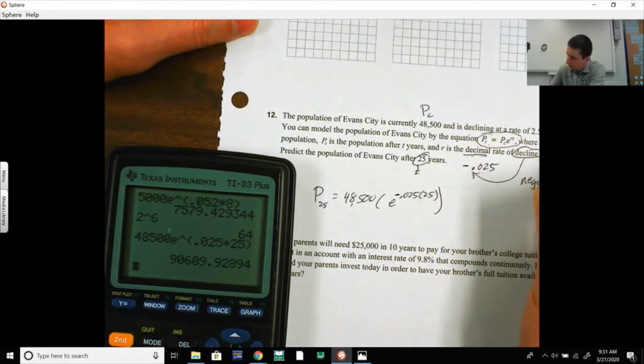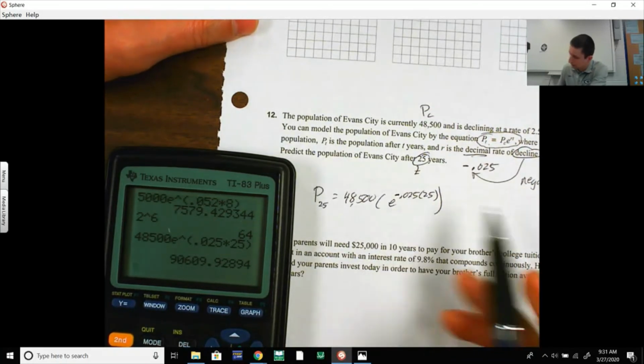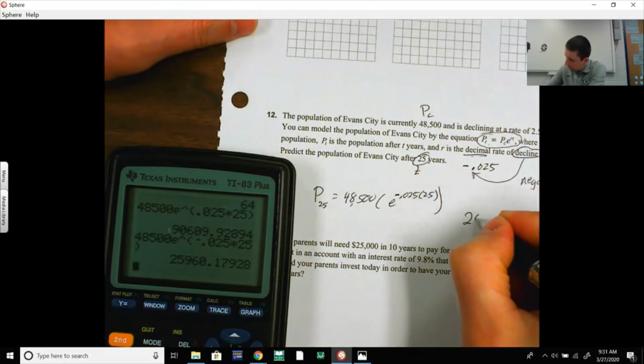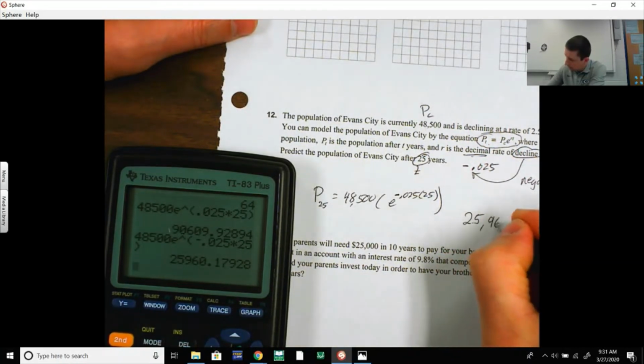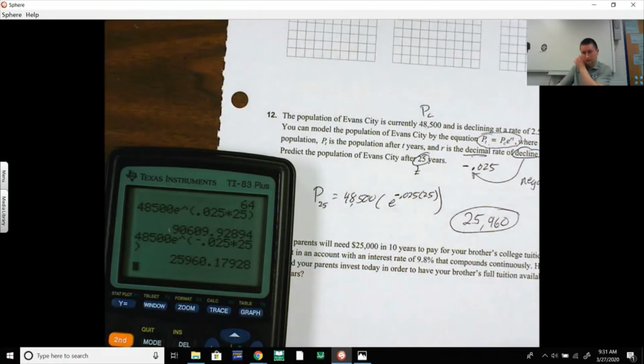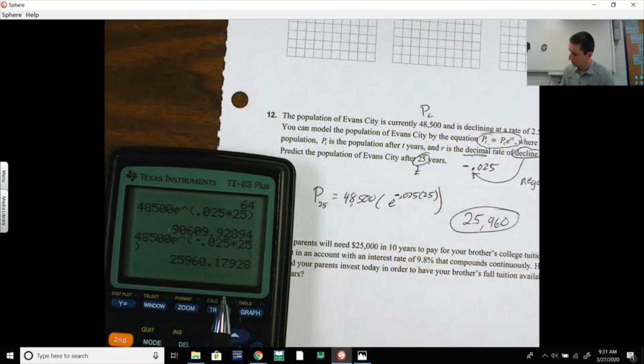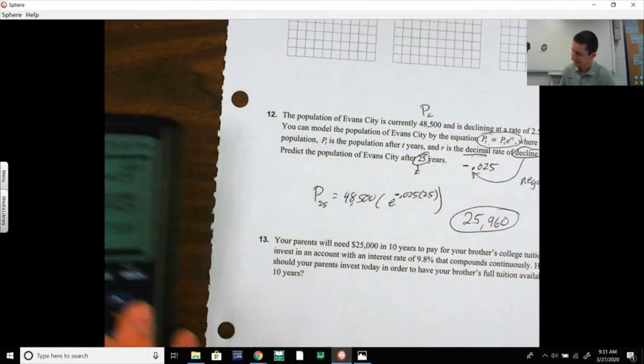I was kind of thinking our last one, when I had a 0.025, that it declined, but it has to be negative. So let's try that again. Insert the negative, and we get 25,960, around there. So probably around 26,000. Okay, don't round to a decimal point. You aren't going to have 0.2 part of a person. That's not nice.